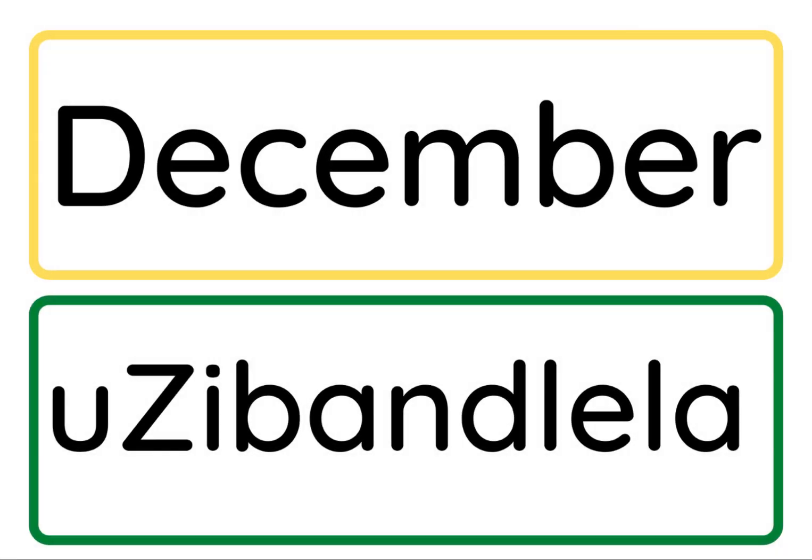December is Uzibandlela. Zibandlela means ignore the path. What usually happens is the grass starts to grow over the roads or the walking paths, and you start getting confused as to where you are actually supposed to be walking because there's so much grass growing over the walking path or the road.